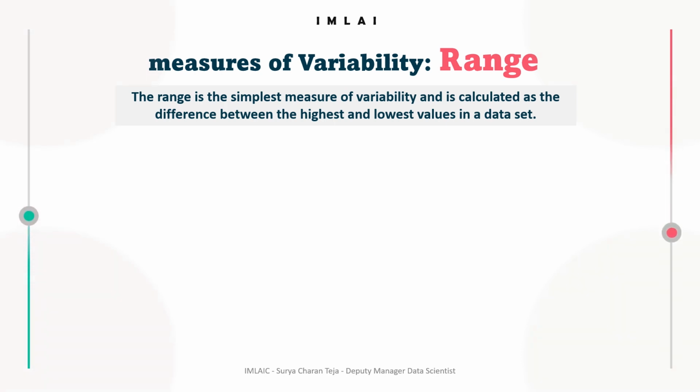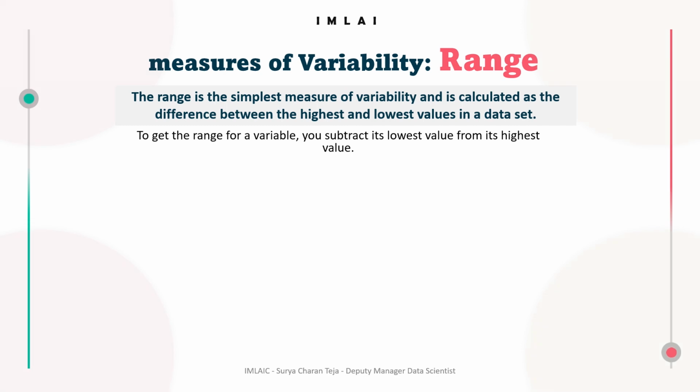For a simple example, if you have a set of test scores ranging from 60 to 90, the range would be 90 minus 60, which is equal to 30, indicating that scores are spread over a range of 30 points. So to get the range for a variable, you subtract its lowest value from its highest value.